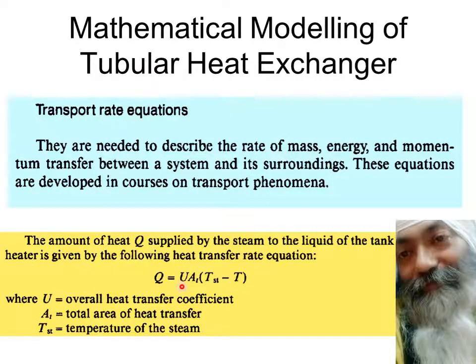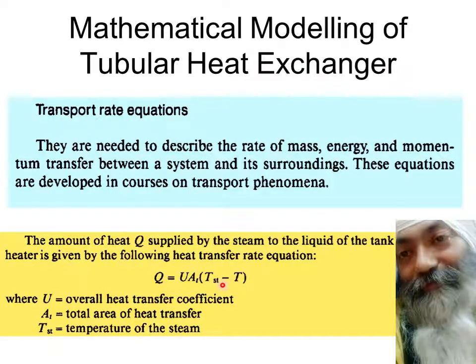This U is, exactly speaking, the overall heat transfer coefficient, and that depends on a number of things, depending upon the make and the state, meaning the quality, of the heat exchanger which you are making use of, its metal, and so on and so forth. A is the total area of heat transfer, and T_ST is the temperature of the steam, and this is the temperature difference, basically between the steam and the tank.